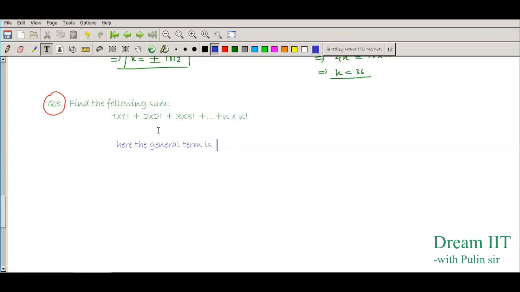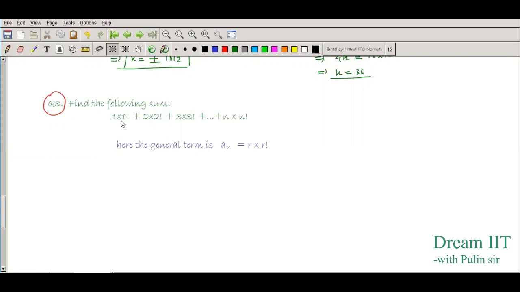So we write here the general term. What is the general term? We write this as a with suffix r. I don't have the option for the suffix r, but I'll make it now. So you write this as general term will be equal to r into r factorial. So here we should have a suffix that I am going to take. It is suffix r. A r is equal to this. General term is this, isn't it?